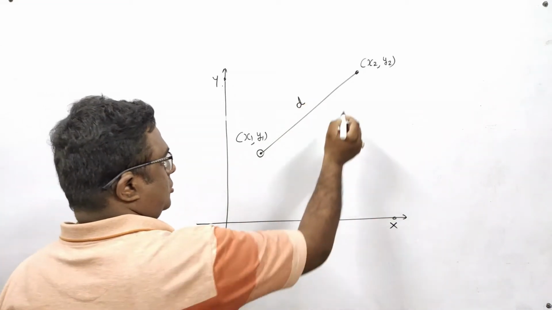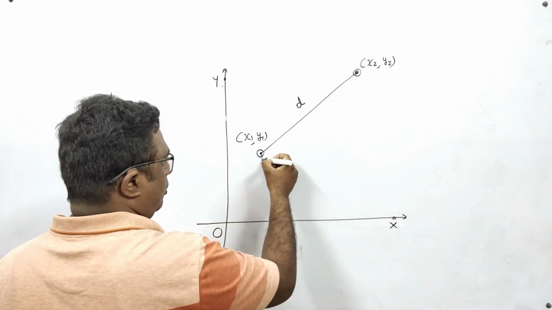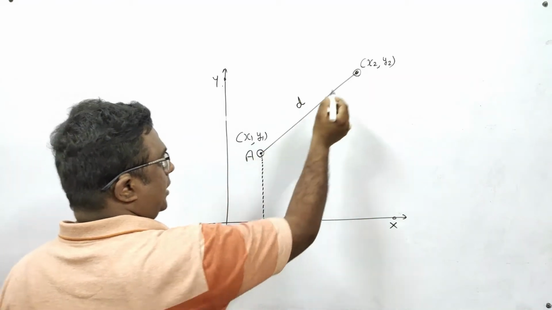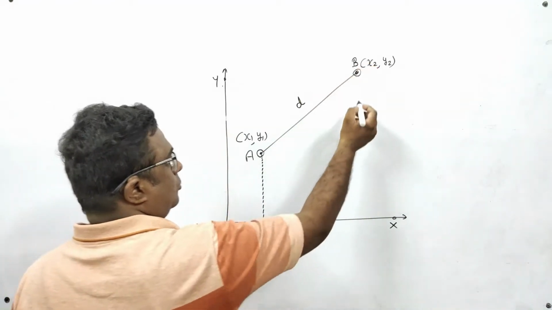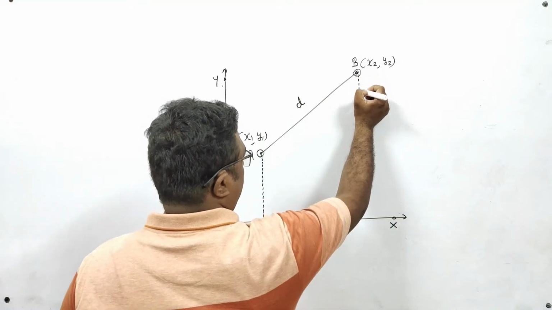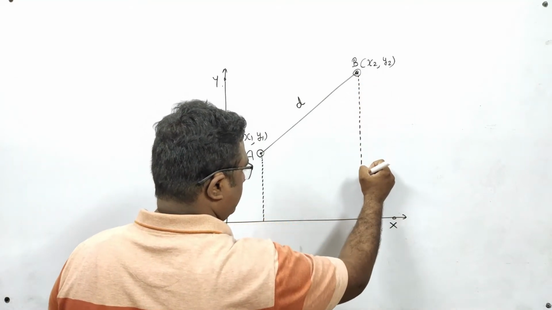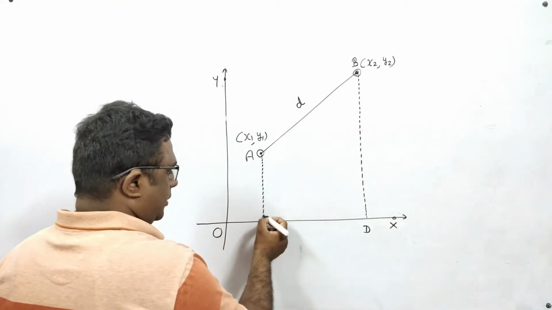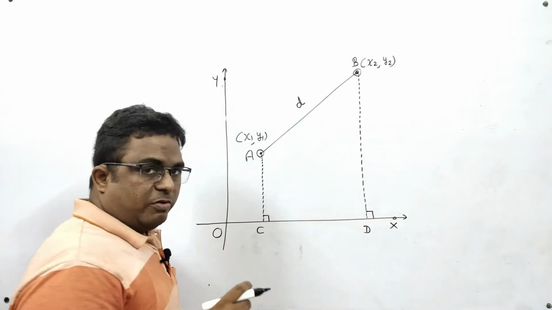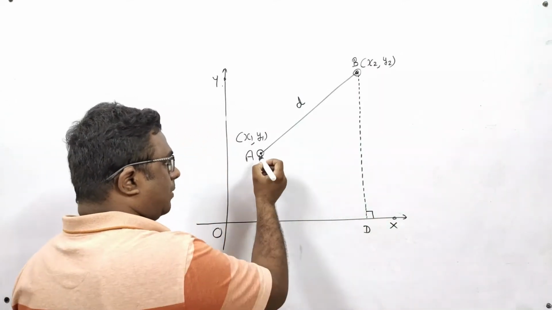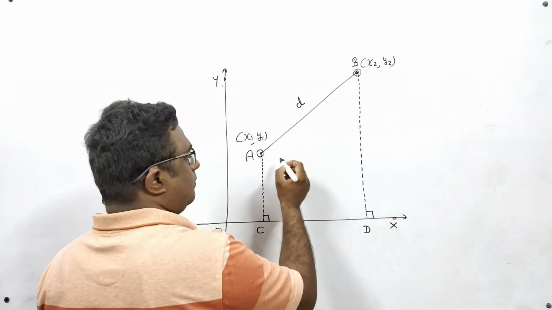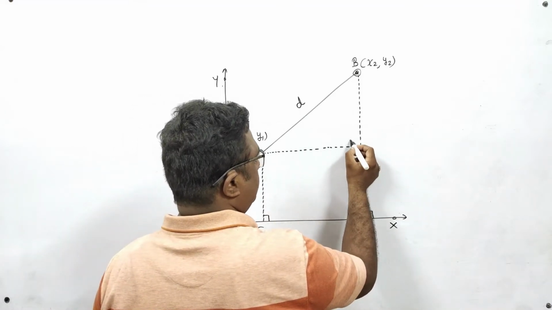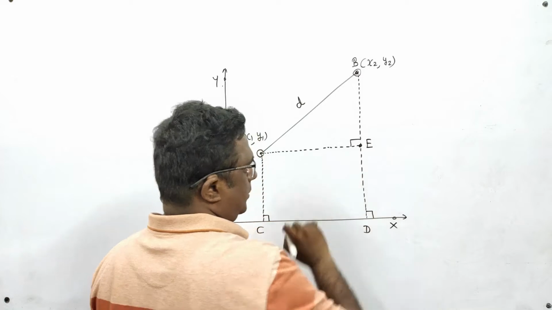Now I will do some constructions. From this point, draw a perpendicular on the x-axis. Let us assume that the name of this point is A and the name of this point is B. Also draw a perpendicular from B to the x-axis. Let us name them. This point is C and this point is D. It is perpendicular, it is also perpendicular. We will do one more construction. Now draw a perpendicular from A to BD.